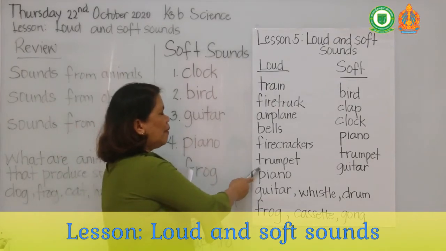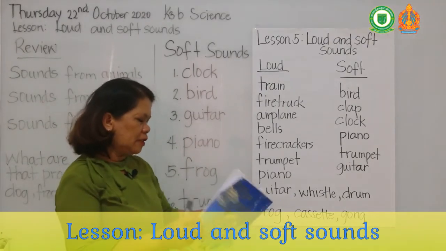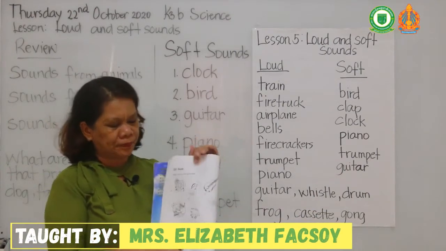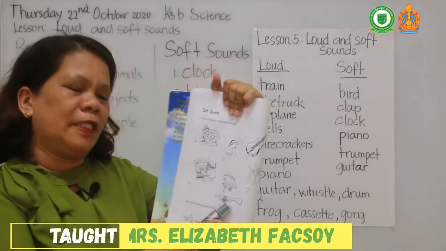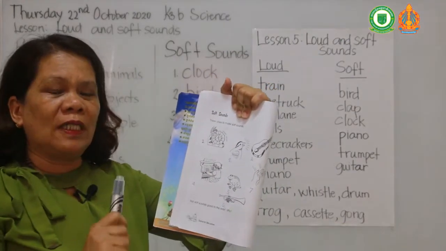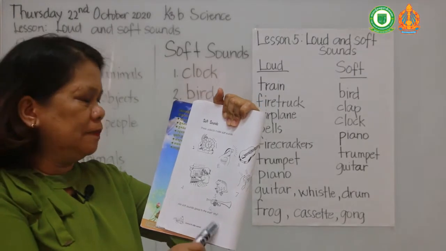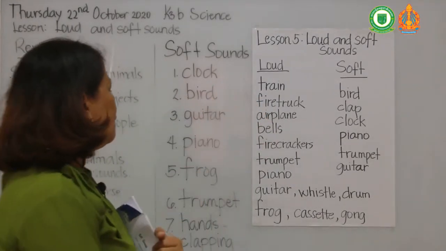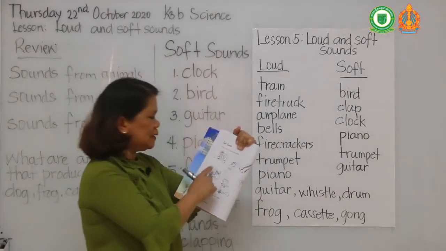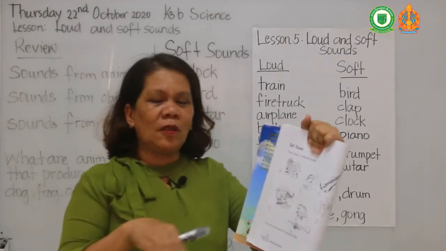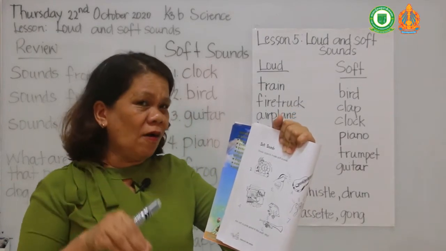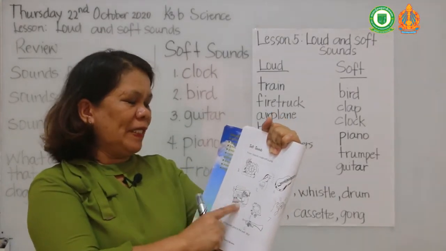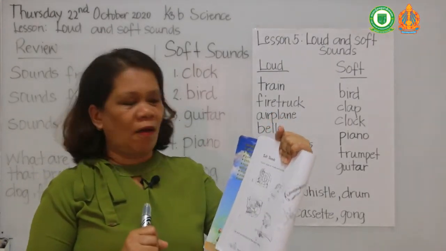Here is a trumpet. Do you know the picture of the trumpet? So this one is a trumpet. You can control the sound of this trumpet, so it can be soft, it can be loud. Piano, this is a piano. You can control the sound of the piano. You can make it soft and you can make it also loud. So trumpet can be loud, it can be soft.